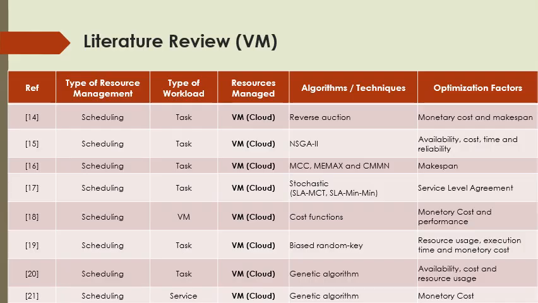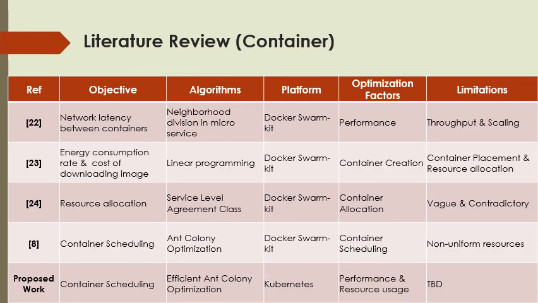Going further, let's discuss the literature review. A considerable amount of research has been carried out to improve the scheduling for VMs in cloud. You can see various algorithms like reverse auction, Markov process, and genetic were used to optimize cost, execution time, reliability, availability, resource usage, and performance. Continuing with the literature review, the research work conducted for containers is less compared to that of virtual machines. Let us briefly discuss this highly impactful research work for scheduling in containers along with our proposed work.